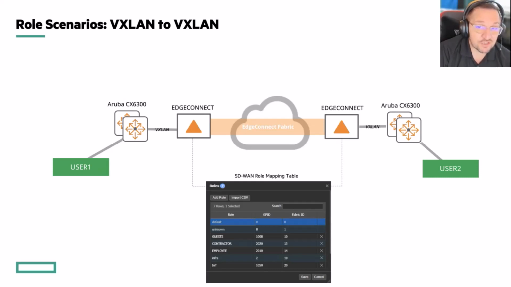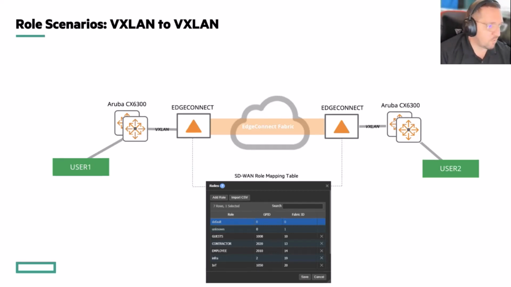Now this makes a core assumption that all EdgeConnects, all branch locations, have the same GPID mappings. It's very important that you map this appropriately in Central, in ClearPass, and in the SD-WAN fabric. We'll talk a little bit more about that later.